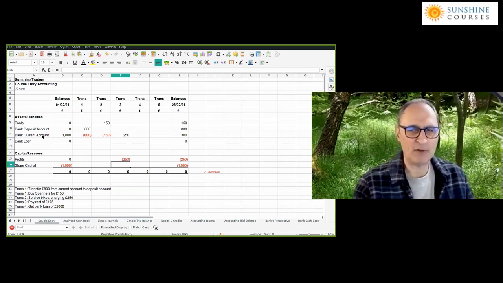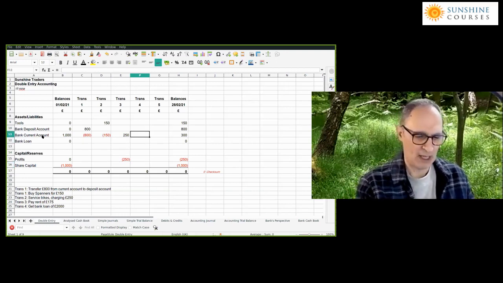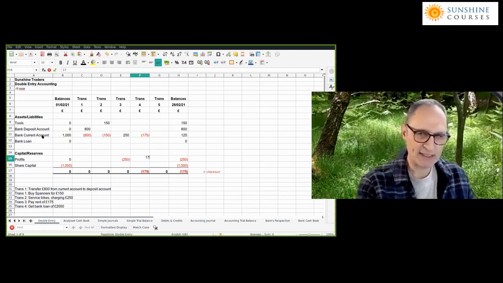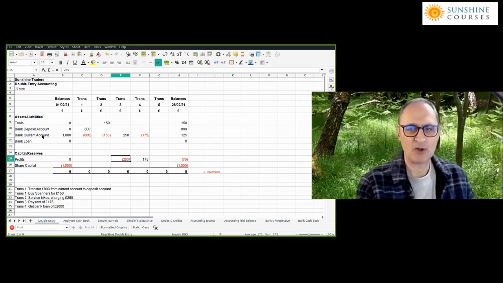The tip I would give you is that if you ever have any assets or liabilities in your double entry bookkeeping, always start with them, because it then becomes much easier to know what you ought to be doing with the capital and reserves, which is the other side of what you do with the assets or liabilities. So the next thing we do is pay rent, and that reduces our bank balance by £175, and that goes against our profits. So if you can now see our profits, which were £250, have gone down to £75, and our bank balance has similarly been reduced by 175.